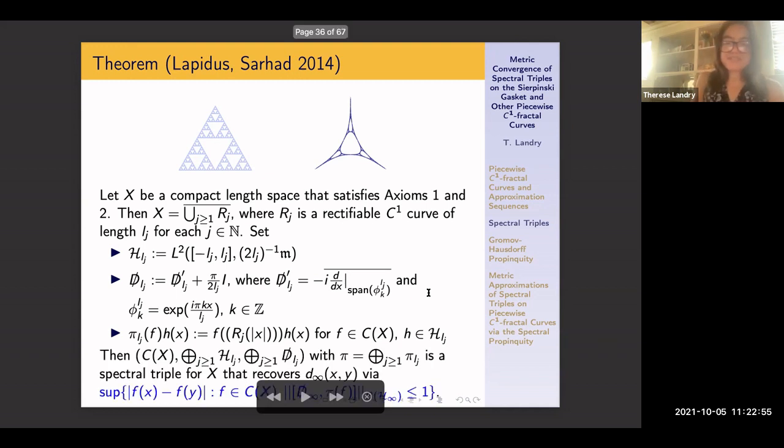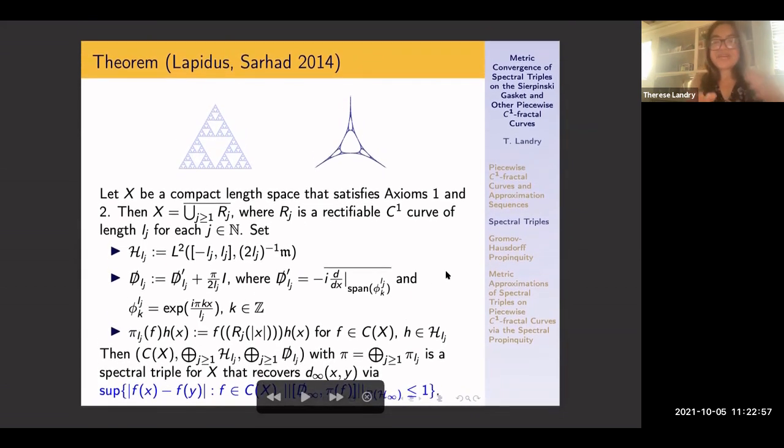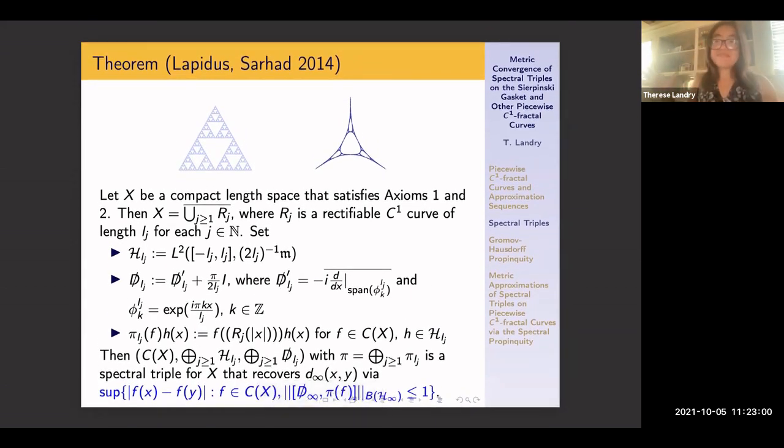And what Lapidus and Sarhad showed was that this countable direct sum of all these spectral triples is also a spectral triple, because you're not guaranteed that that's going to be the case for the countable direct sum of spectral triples. So they showed that the geometric properties encoded in that first part of the definition of piecewise C1 fractal curve were enough to guarantee that such a construction is a spectral triple.